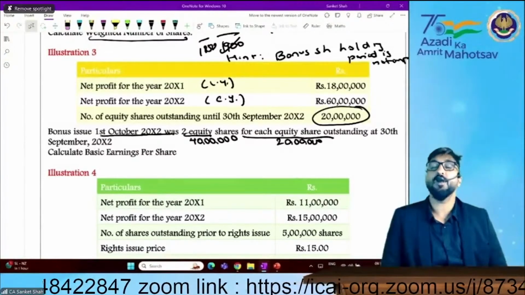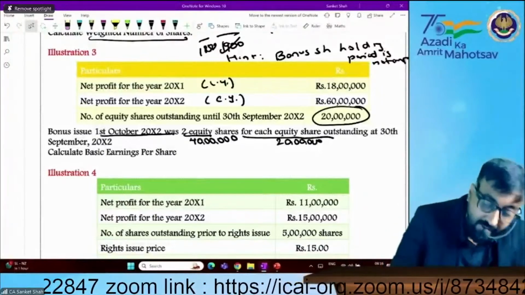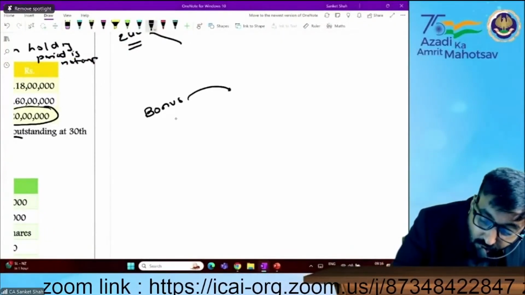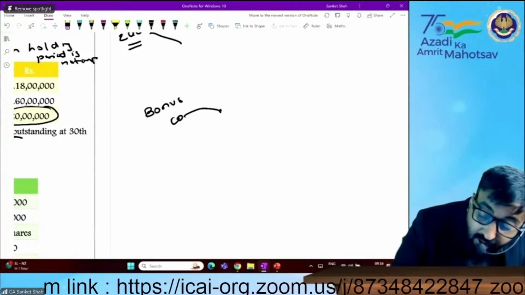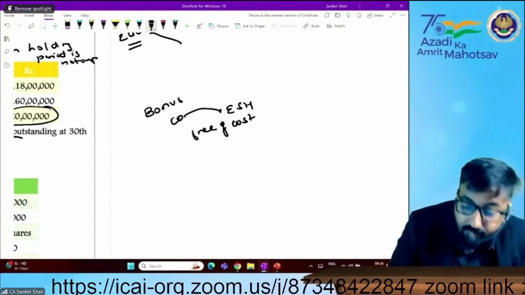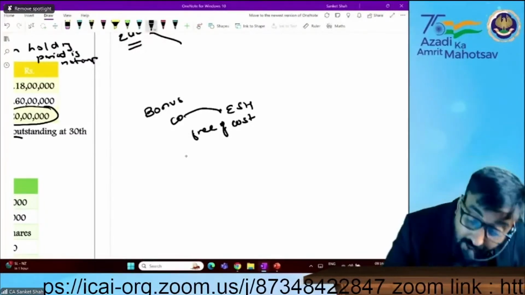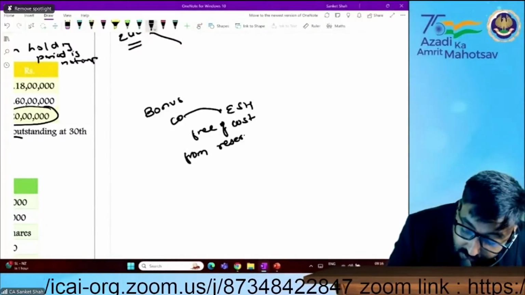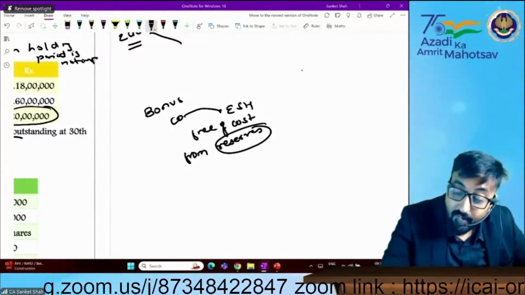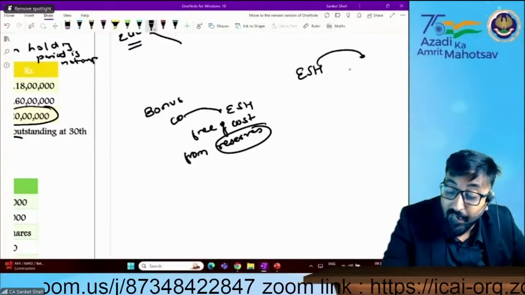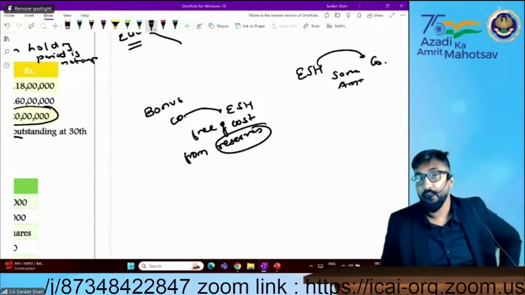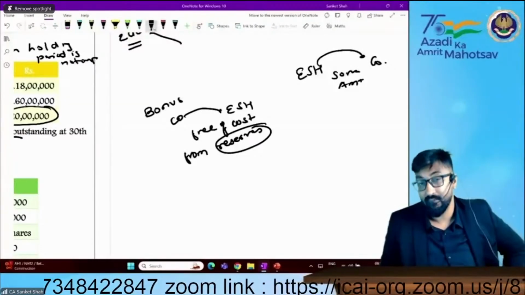Now, what are bonus shares? Bonus share means the company issues bonus shares to equity shareholders free of cost from their reserves. Normally, an equity shareholder has to pay some amount to the company for acquiring a share.